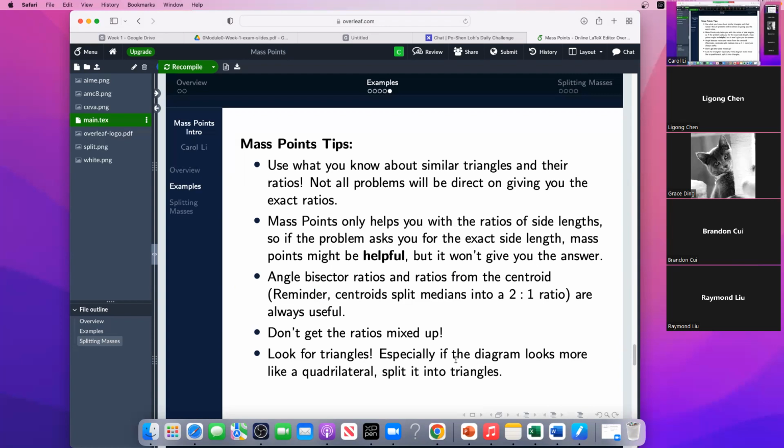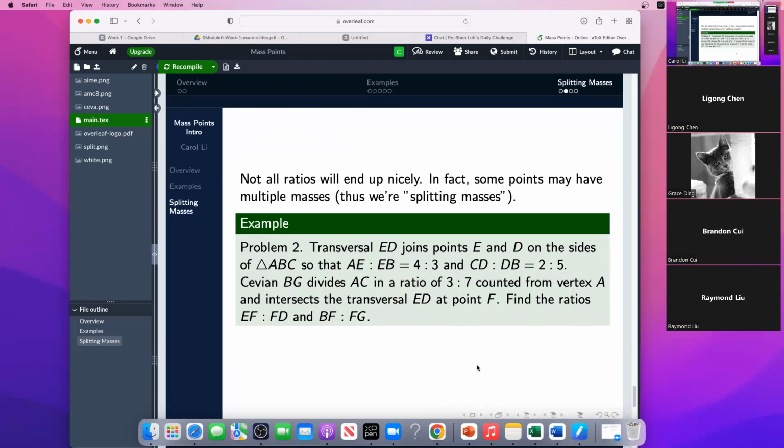If it looks more like a quadrilateral, make sure you split it into triangles, because mass points really only applies to triangles. You can't really use the seesaw method on a quadrilateral, and it can result in a lot of wrong answers if you do try to do it on a quadrilateral. And you'll see in one of the following questions. So not all ratios will end up nicely, and this is where we come into splitting masses.